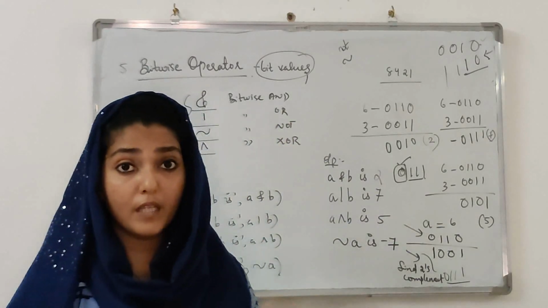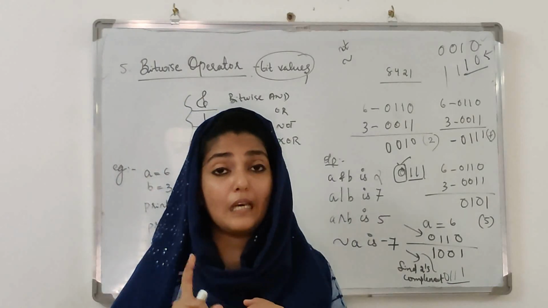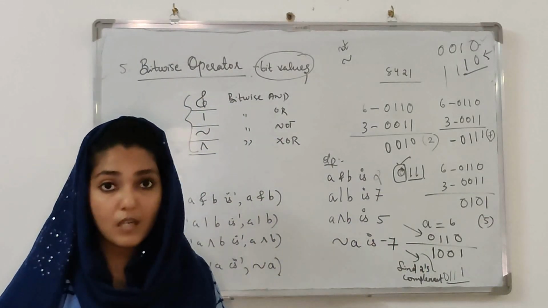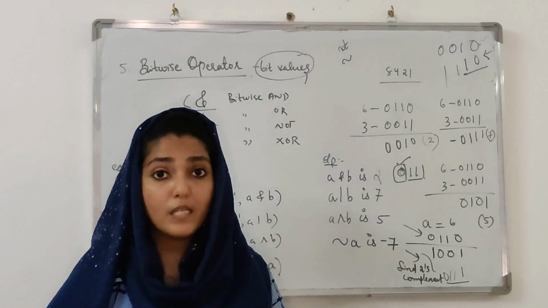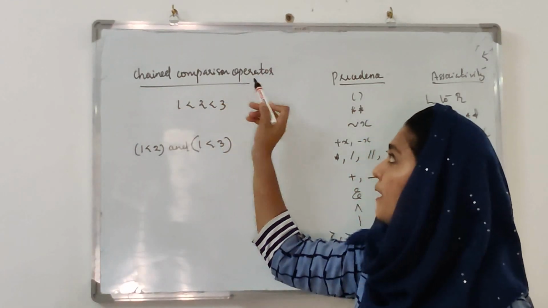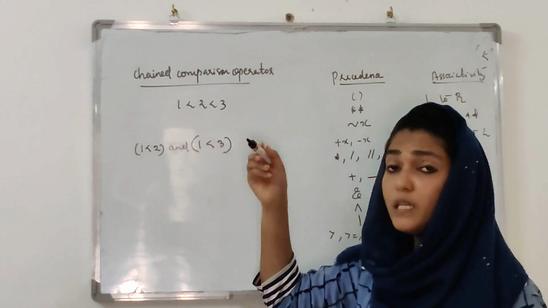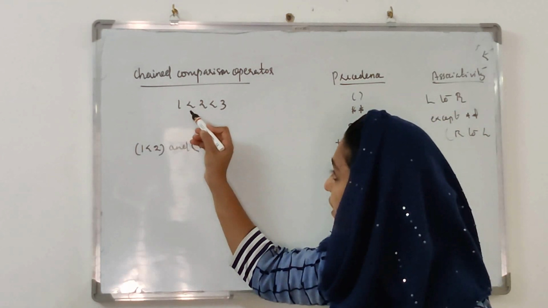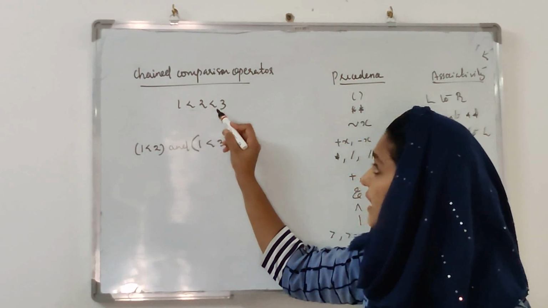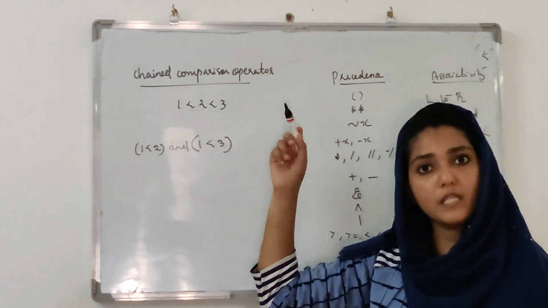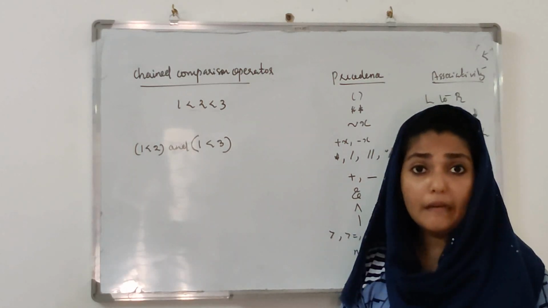What all binary operators did we study? Arithmetic operators, assignment operators, relational or comparison operators, logical operators, and the last one is bitwise operators. Look at this chained comparison operator. In our question, if there is a series of the same operator, that is, 1 less than 2 less than 3, we can say that it is a chained comparison operator, which means more than one comparison operator is there in the expression.